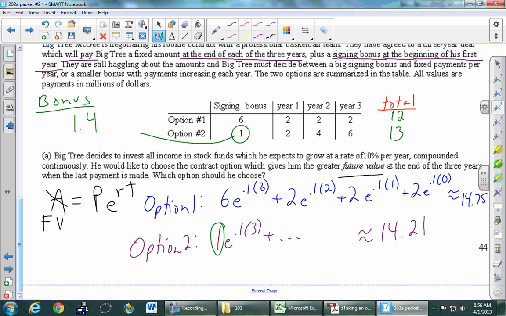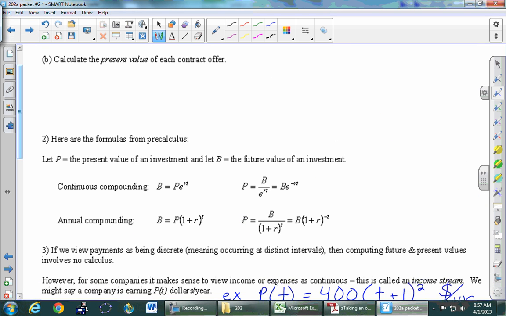So in order to find the present value, here's what we'll do. I'm going to write down my equation from before. Future value is PE to the RT. But again, I'm going to change the letter. Your book uses a letter B for something. So I'm going to cross this off and call it a B, because that's what the book uses. I don't know what it's supposed to stand for.